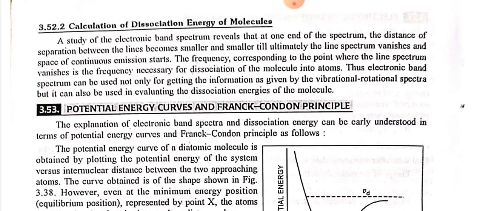Calculation of the dissociation energy of a molecule. A study of electronic band spectra reveals that at one end of the spectra, the distance of separation between the lines becomes smaller and smaller, till ultimately the line spectra vanish and a continuous emission starts. The frequency corresponding to the point where the line spectra vanish is the frequency necessary for the dissociation of a molecule into atoms. Thus, electronic band spectra can be used not only for getting the information given by vibrational-rotation spectra, but also for evaluating the dissociation energy of a molecule.